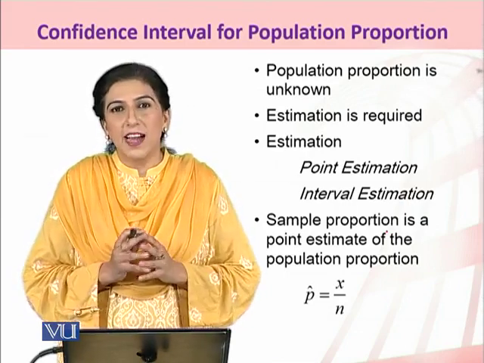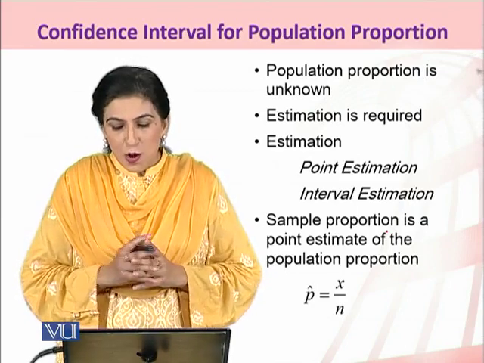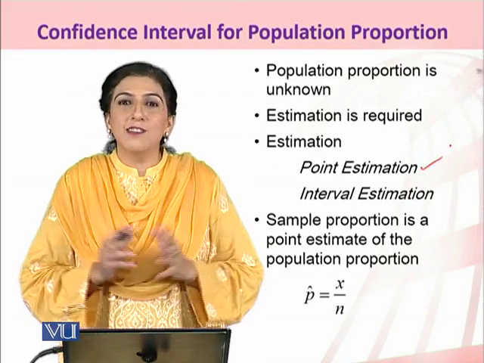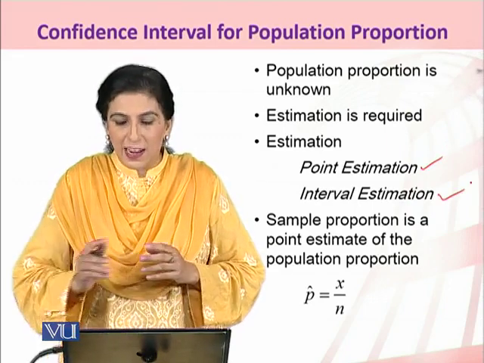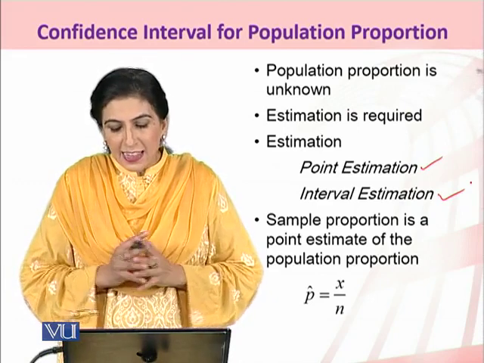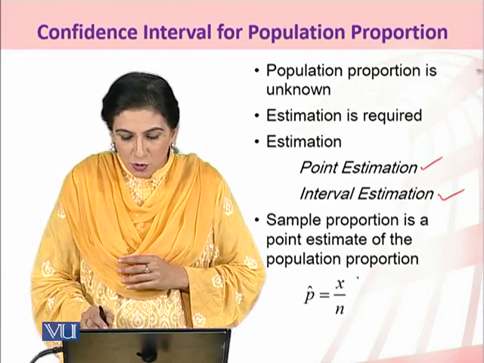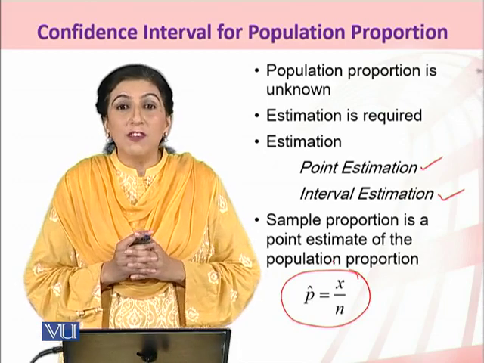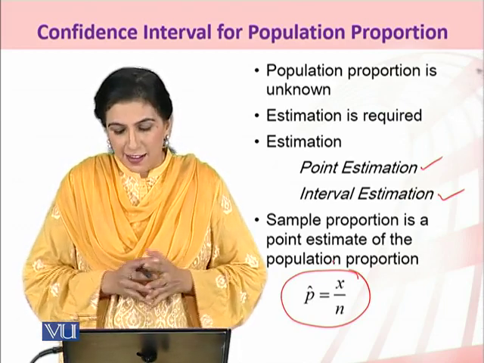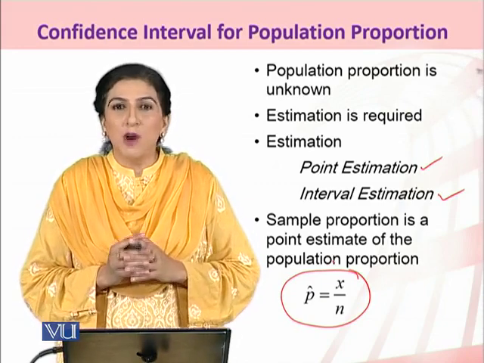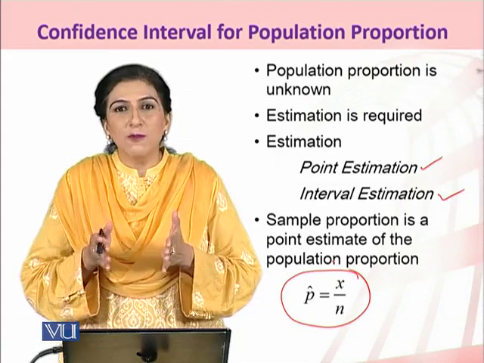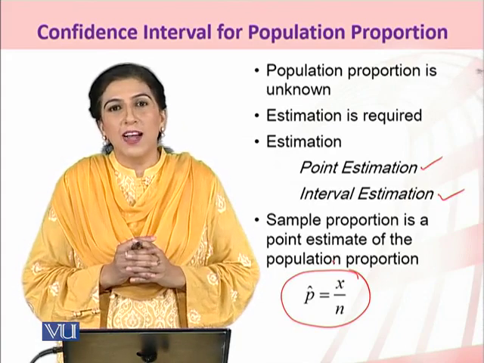Now, how can we do that? There are two ways to do that. One is known as point estimation and the other is known as interval estimation. So, by point estimation, what do we mean? That means we have to find out the population proportion from within the sample. And how can we do that? P hat equal to small x over n. So this is one of the pieces of information which we obtain from the sample.